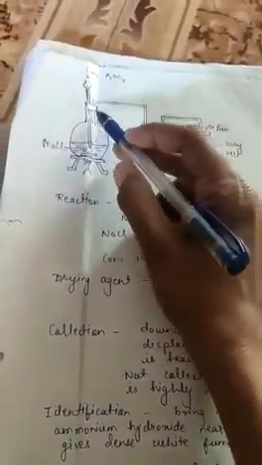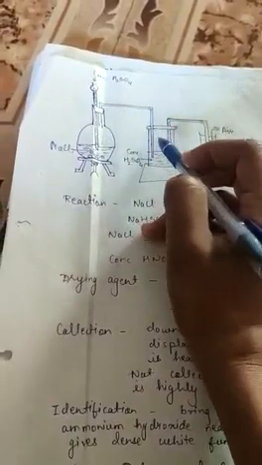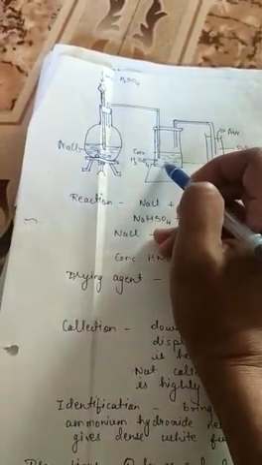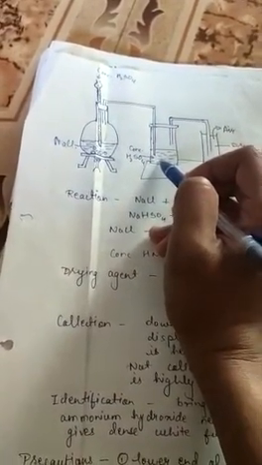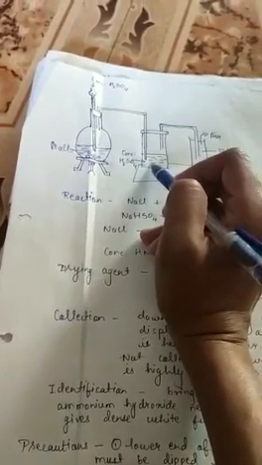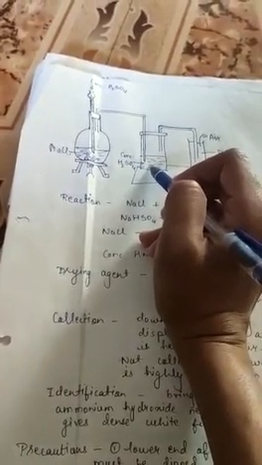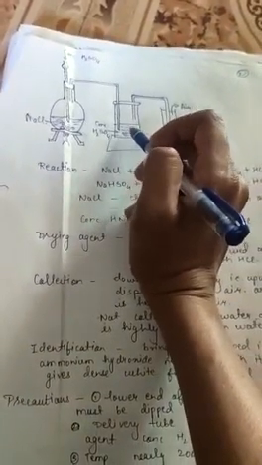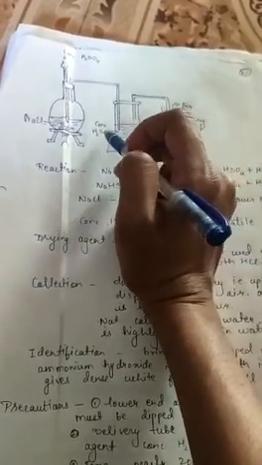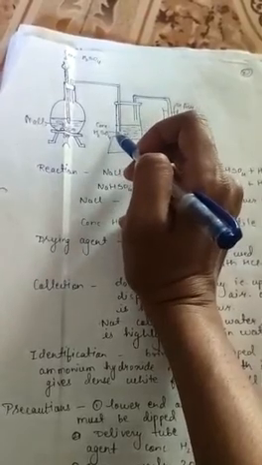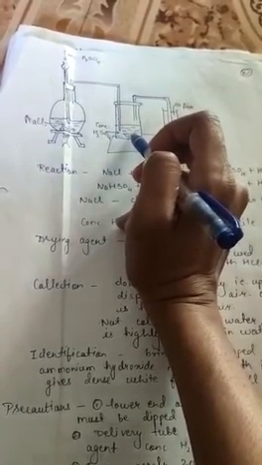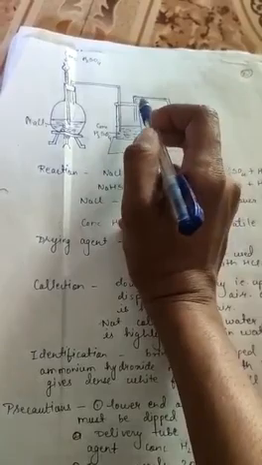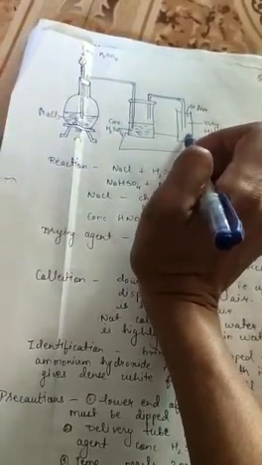This HCl now goes up through the delivery tube and is collected into this jar where concentrated H2SO4 is kept. Concentrated H2SO4 actually acts as a drying agent. Drying agent means if any moisture is there in this HCl, to remove this moisture, we make it pass through concentrated H2SO4 and it absorbs the moisture, and then dry HCl gas is collected into this jar.